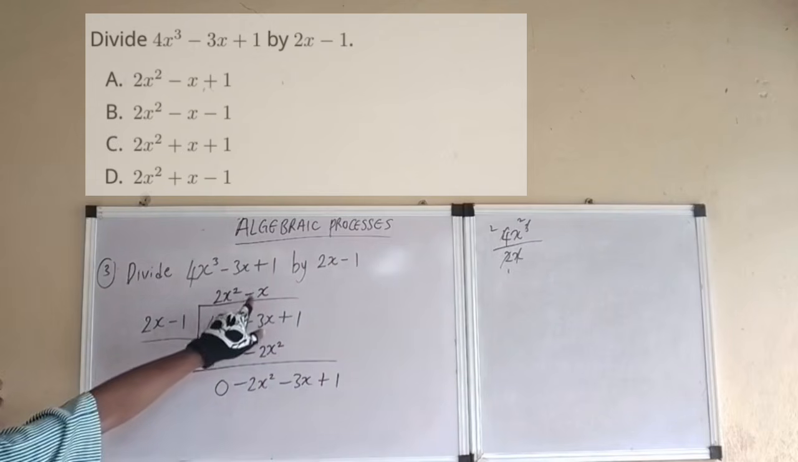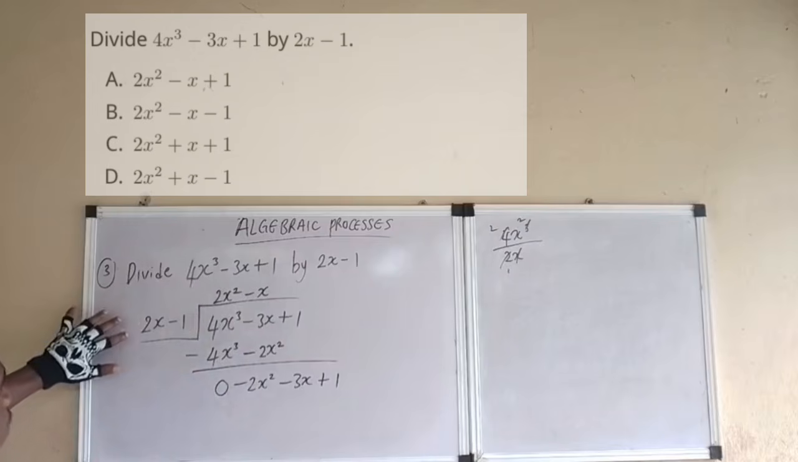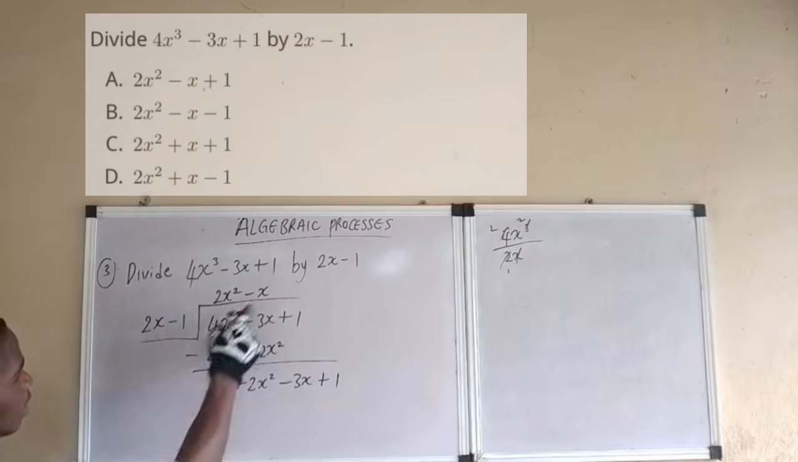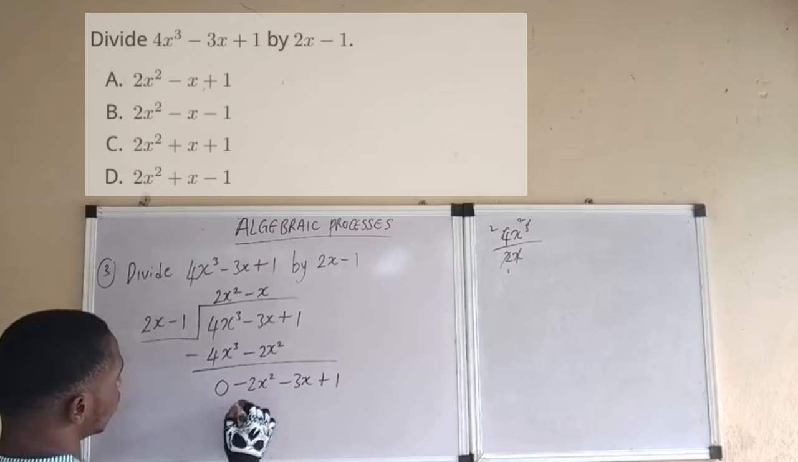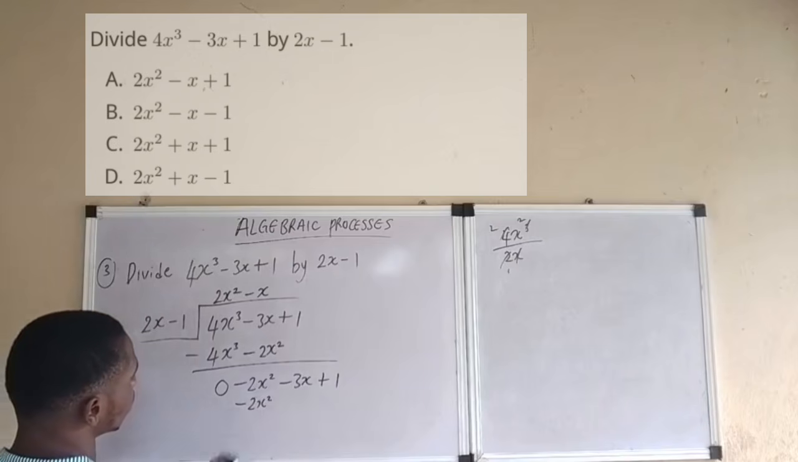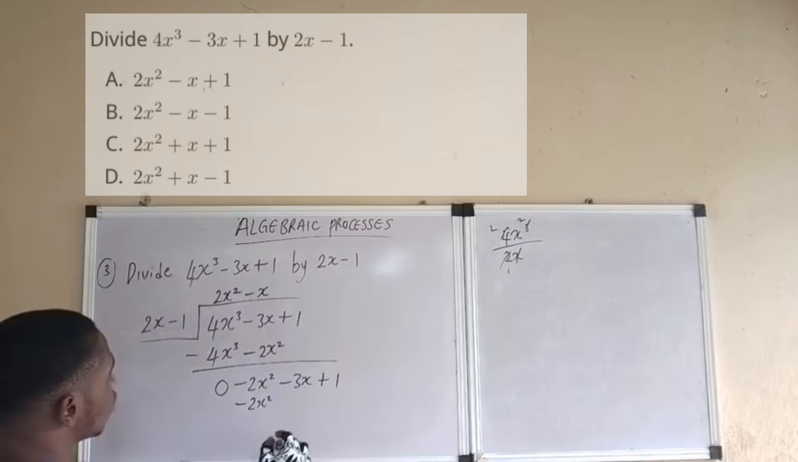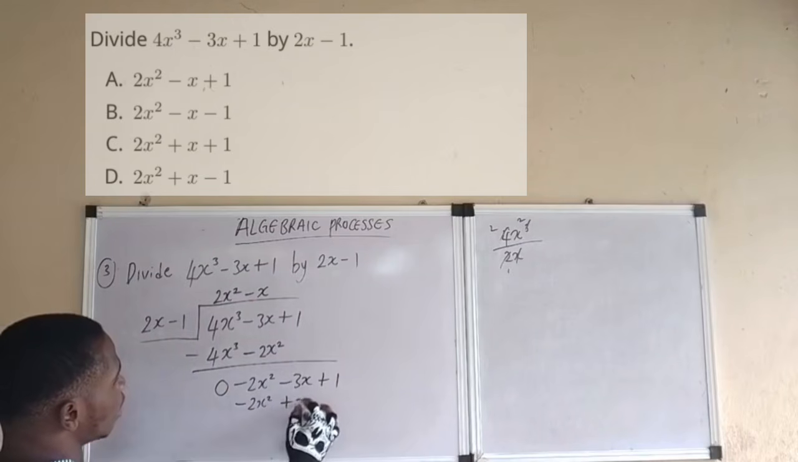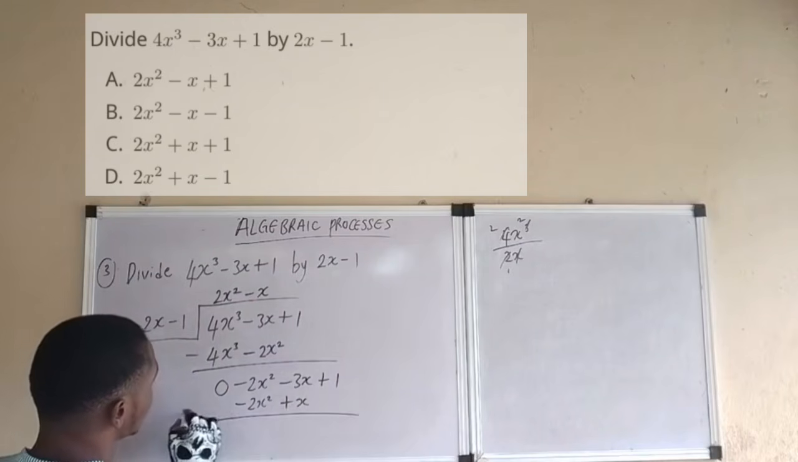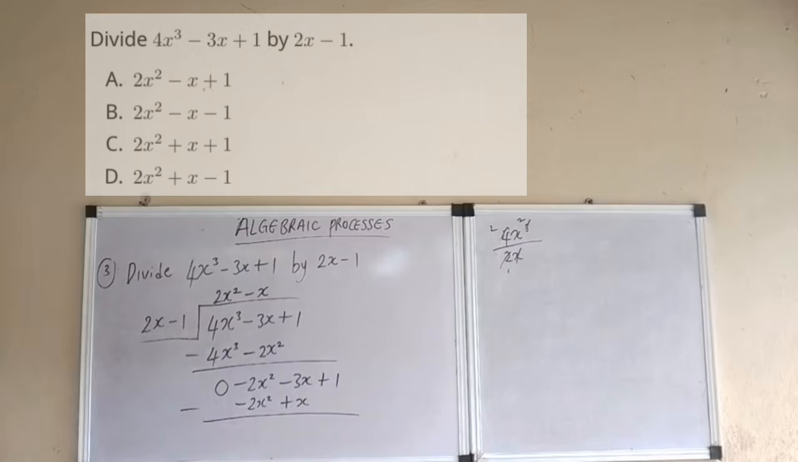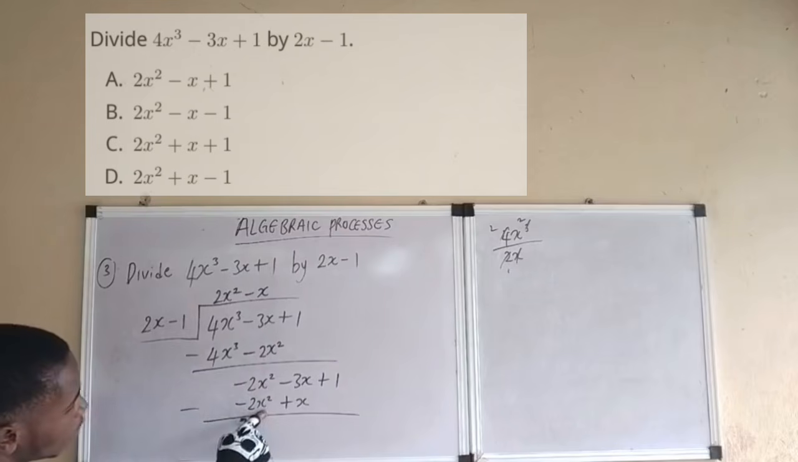So you are going to use this minus x now again to multiply the whole denominator. So minus x times 2x is going to give us what? Minus 2x squared. Then minus x times minus 1 is going to give us what? Plus x. What do you do next? You subtract. This 0 now is inconsequential, we don't need it. Now minus 2x squared minus minus 2x squared.